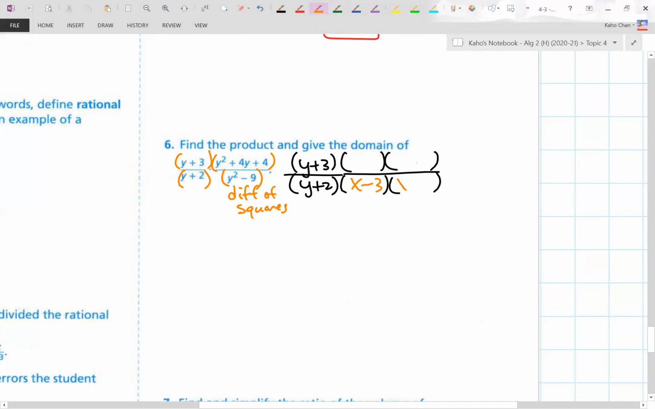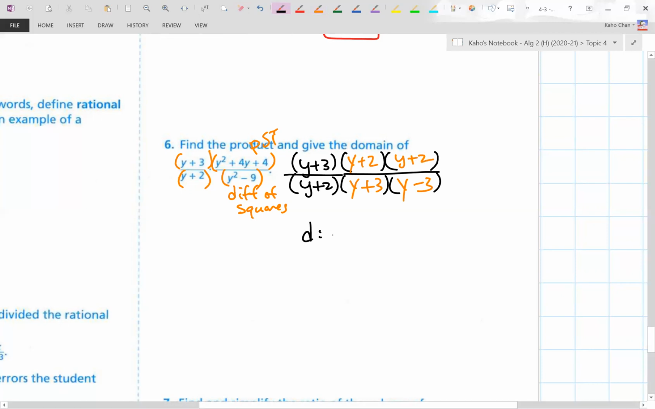Oh, I'm using x's there on accident. It should be y's. Ha ha ha. And in the numerator, oh, that's a perfect square trinomial. I just recognize that. Y plus 2, y plus 2.